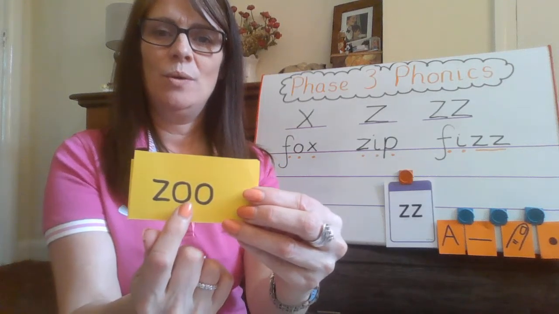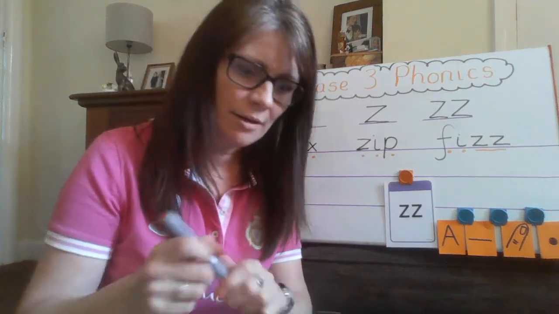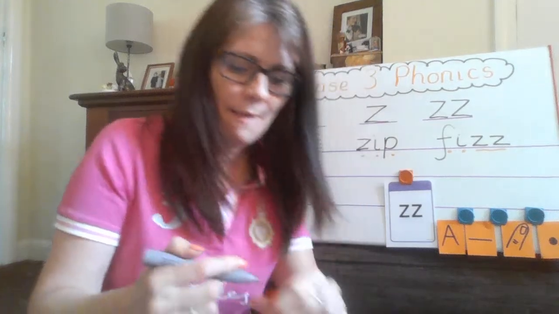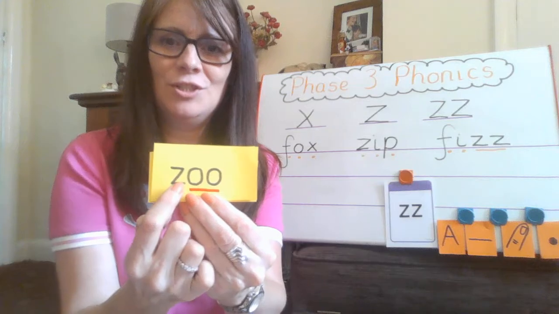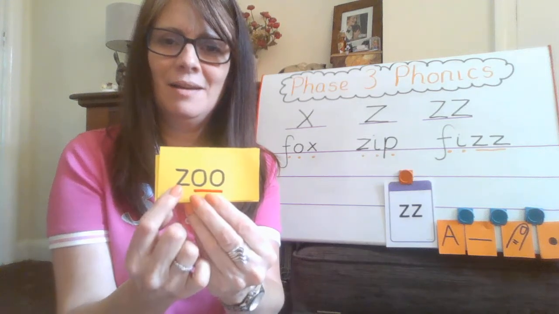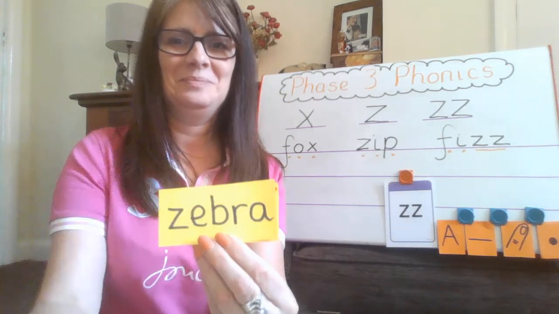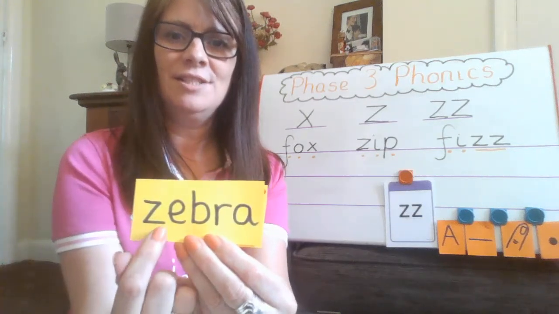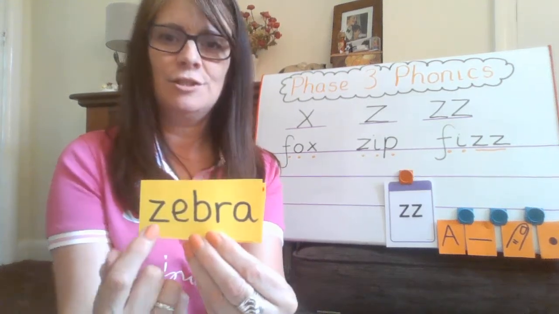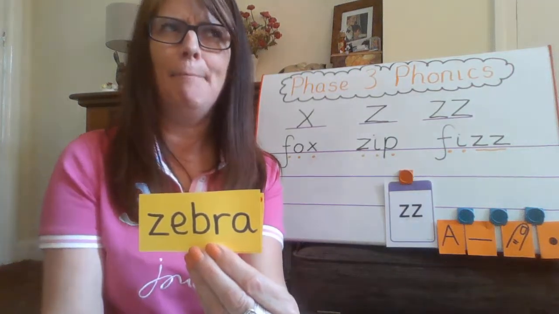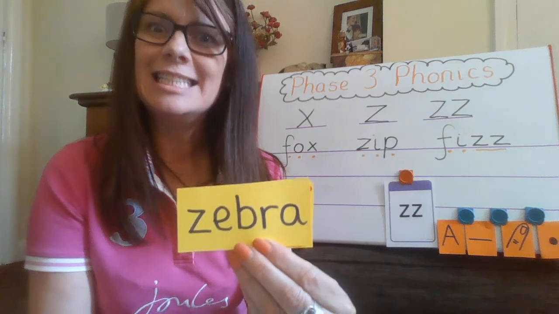Z. Oh, I can spot a digraph there. Let me put my digraph sign in. Are you ready? Does that make it easier? Z, oo. Zoo. Ooh. Z, e, b, r, a. That's a long one. Zebra. Do you know what that word is? Zebra.